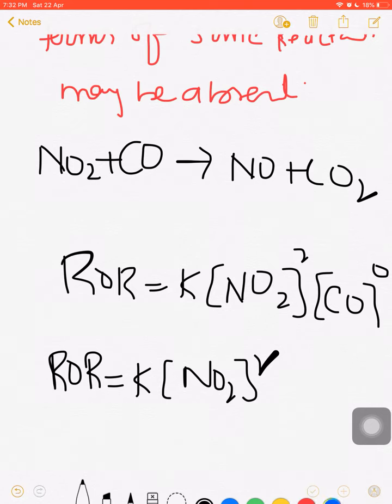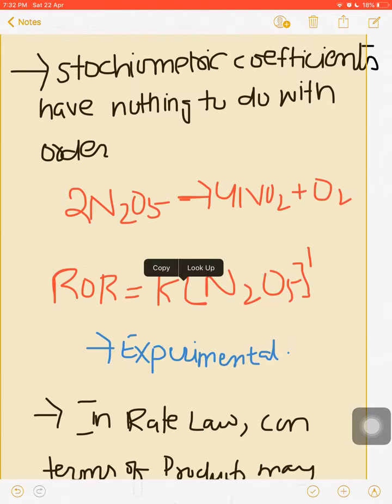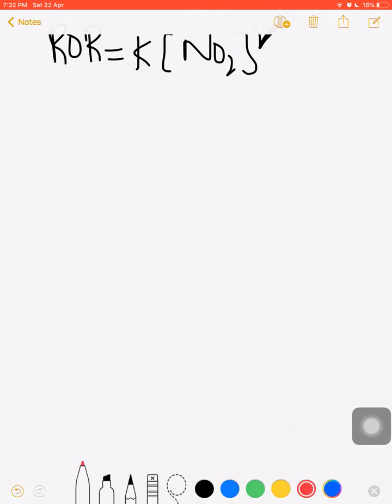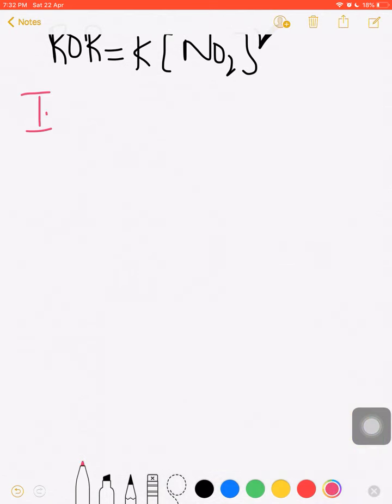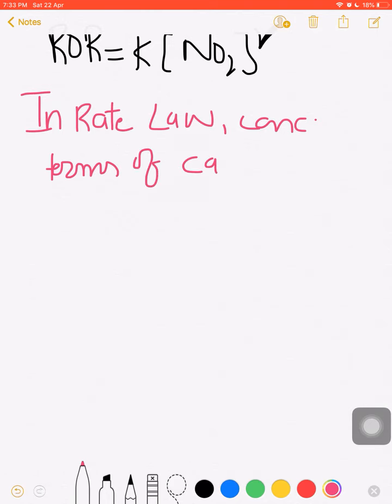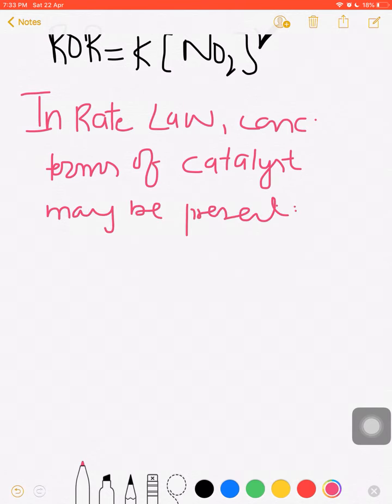Let's discuss the fourth and last point, which is that in rate law, concentration terms of a catalyst may be present.